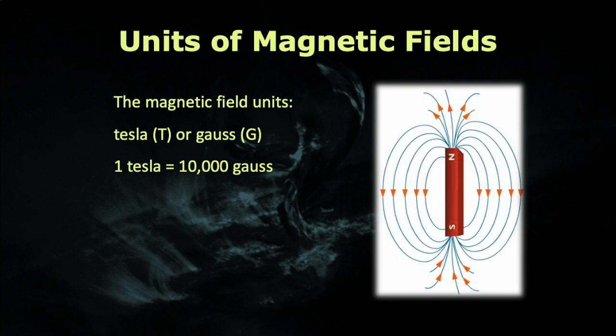Now, let's introduce the units of magnetic field. Tesla, T, or Gauss, G. 1 Tesla is equal to 10,000 Gauss.